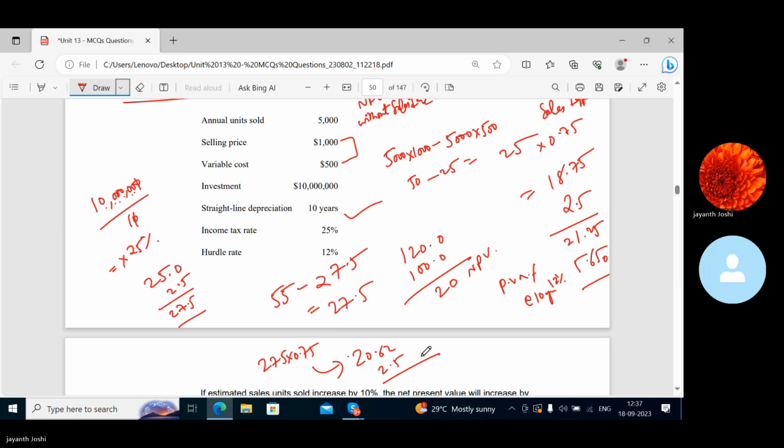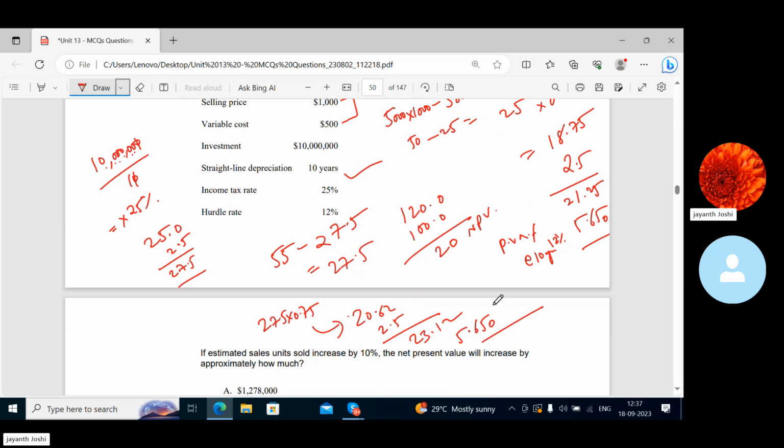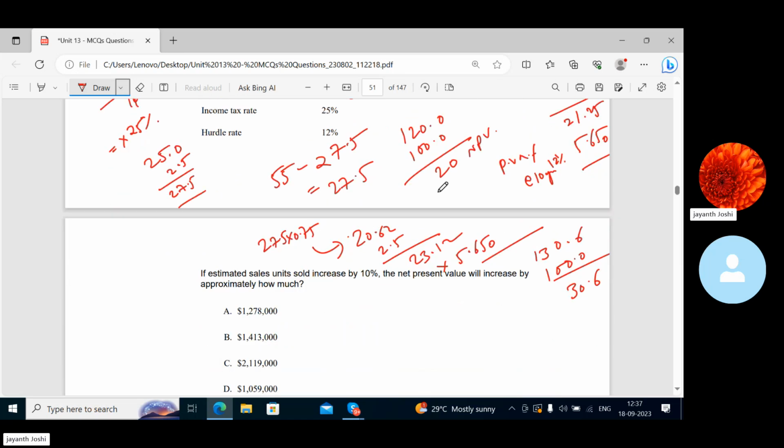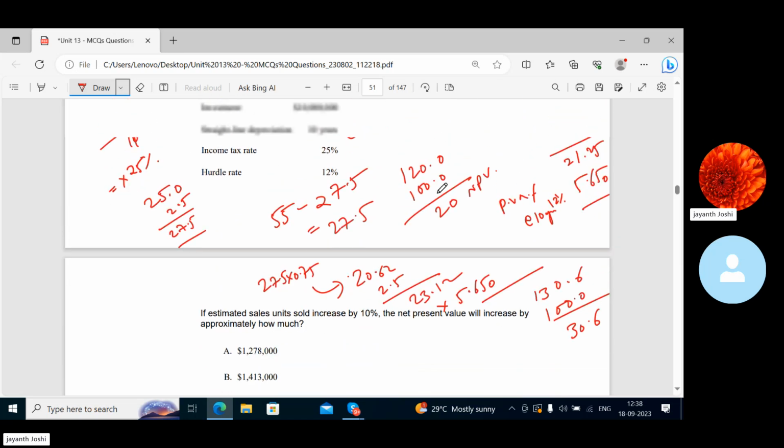23.12, right? Yes. Into 5.65, 0. How much? 130.62. 130.6, right? If I take out 100, it is 30.6. So 31. 31 minus 20 is 11, right? Yes.